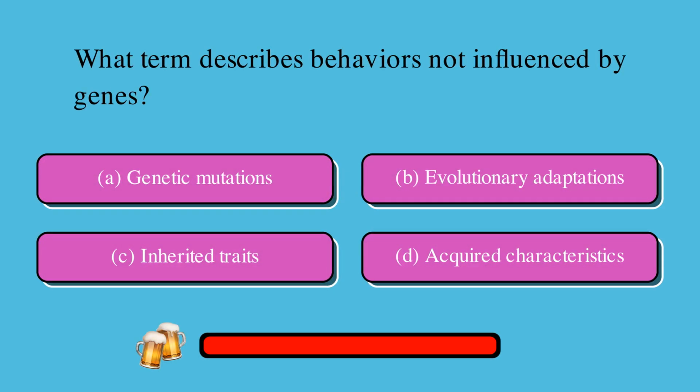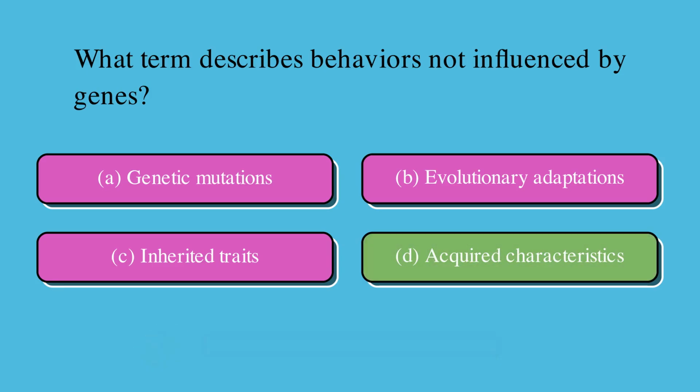What term describes behaviors not influenced by genes? Is it A. Genetic mutations, B. Evolutionary adaptations, C. Inherited traits, or D. Acquired characteristics? The correct answer is D. Acquired characteristics.